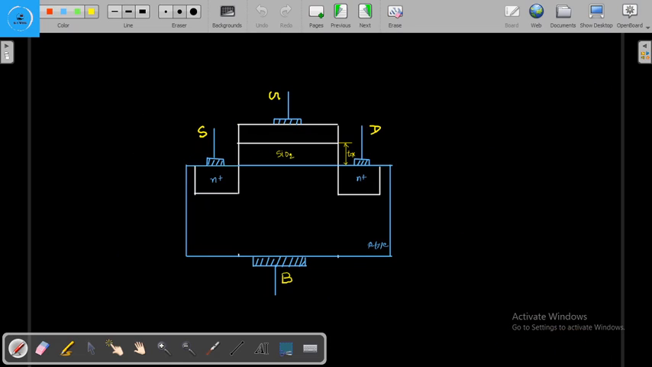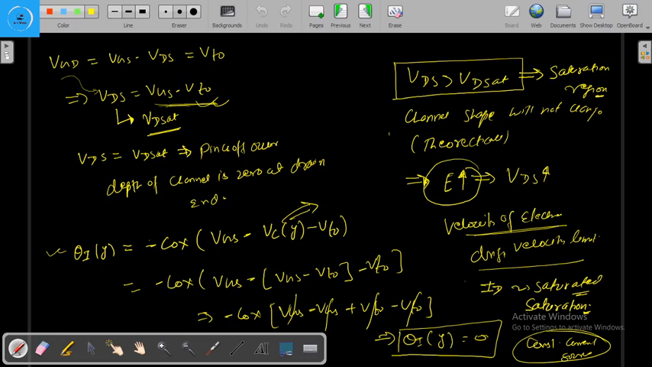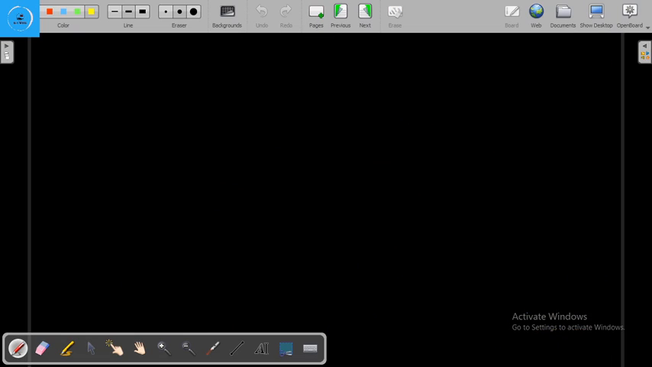So here we can say, in the cutoff region, when will the cutoff region exist? When VGS is less than the VT naught, the MOSFET is used as an off switch.